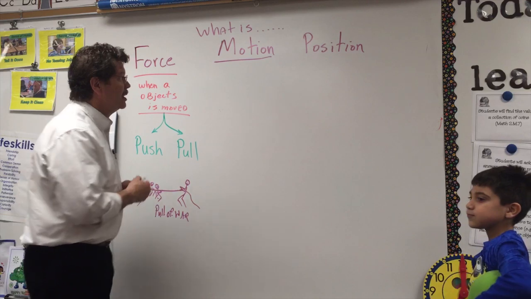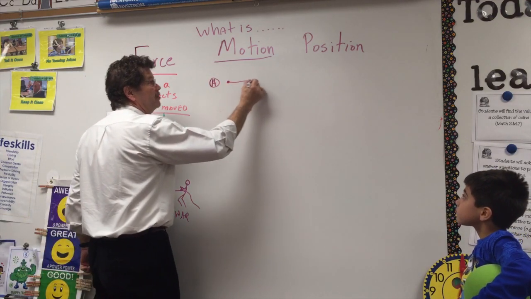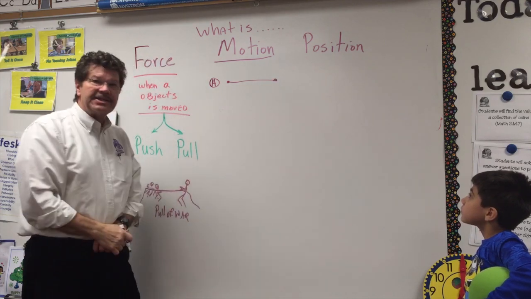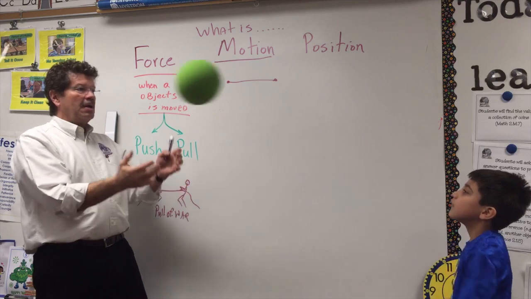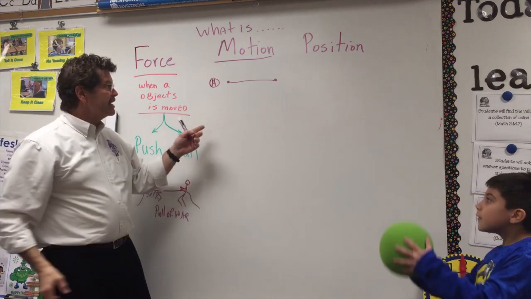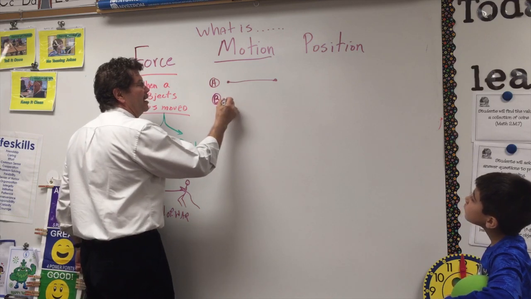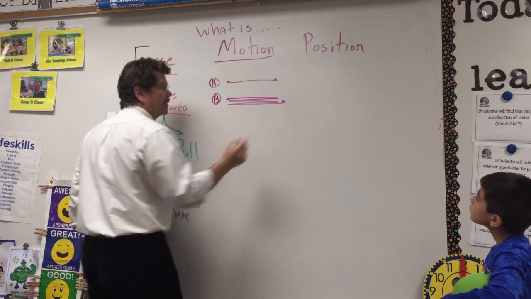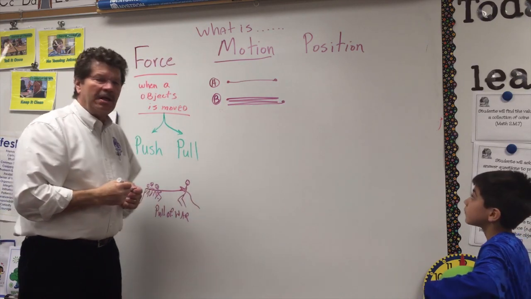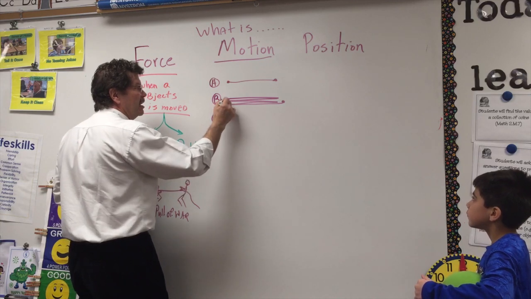Hold that, please. So here's A. Did it look like from here to here? Did it look like that? No. Throw it back to me. Watch. Did it go like that? Yes. Is that that? No. Oh, did it go like this? Wait a minute. Did it go back and forth? No. Okay, what about this? No. Try C. How about this?